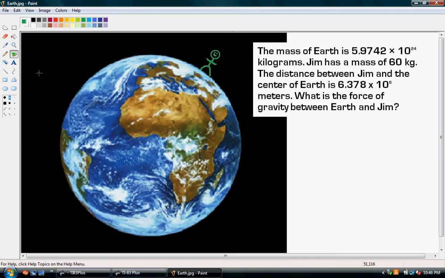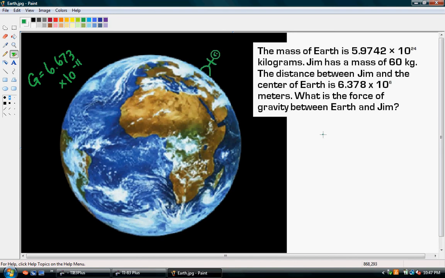Well, there's a few things we need to know first. There's this gravitational constant, capital G, that is equal to 6.673 times 10 to the negative 11th. Okay.